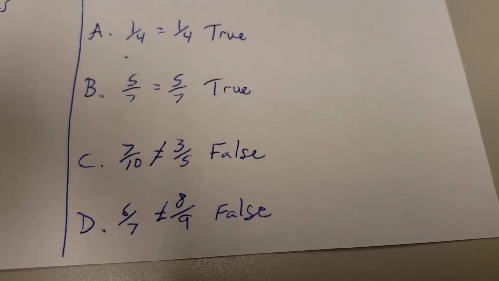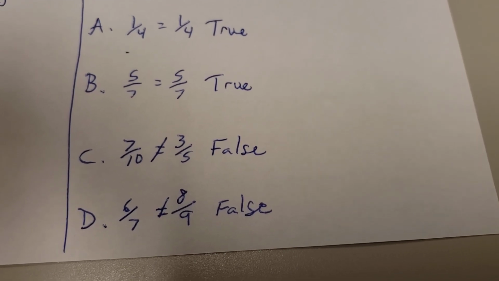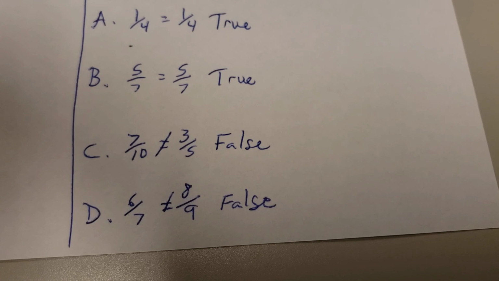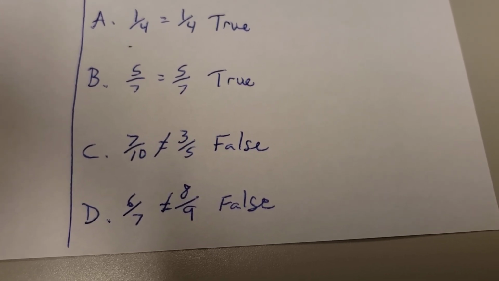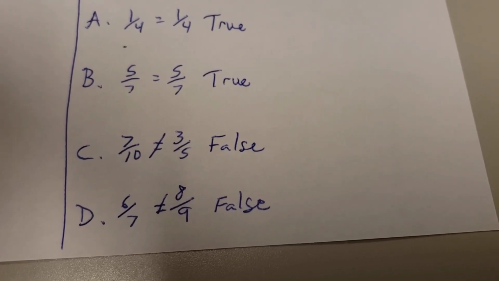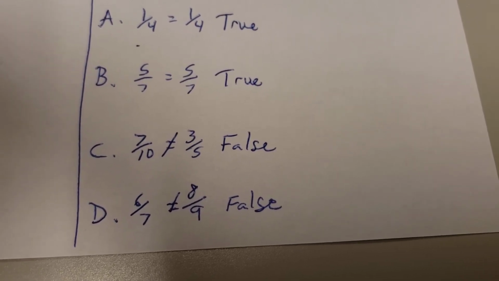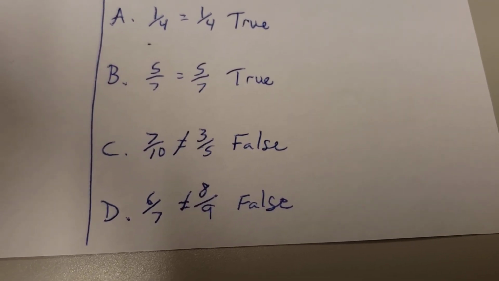All right, so for A, yes, that would be true, they're both 1/4 in lowest terms. B, that would also be true. They're both 5/7 in lowest terms. C would be false. Those do not match up. You have 7/10 being compared to 3/5. And D, 6/7 and 8/9 are not the same, so that would be considered false as well.